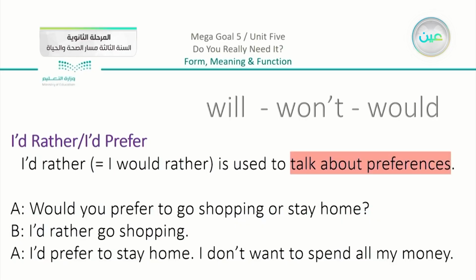So we have the sentences. A, would you prefer to go shopping or stay at home? B, I'd rather go shopping. A, I'd prefer to stay home. I don't want to spend all my money. So in the two examples, we have here, I'd rather go shopping or I'd prefer to stay at home. We have here the shortened version of I would that can be used. And you do know now that if I am going to use prefer or rather in the sentence, I have to turn will here in the past.